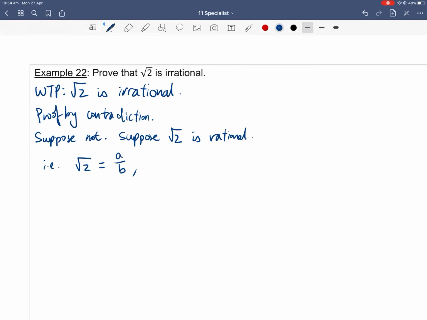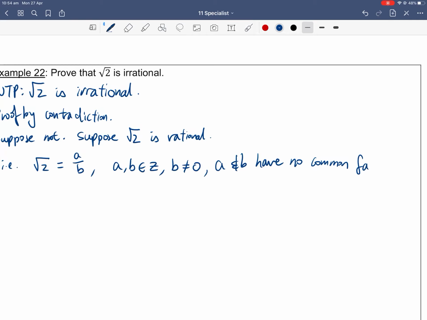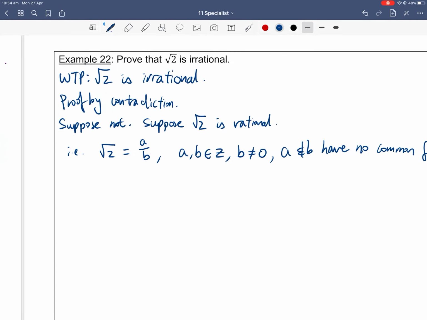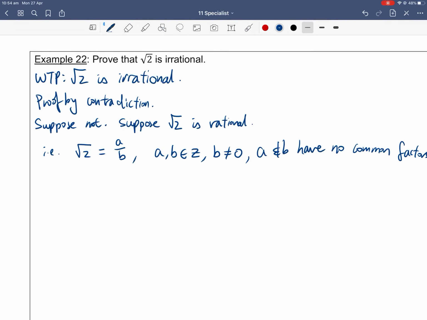Well, if root 2 is rational, then we can write root 2 as a fraction, say a on b, where a and b are integers. Your denominator b cannot be 0 because you cannot divide by 0. And a and b have no common factors, because if a and b do have common factors, then you can keep simplifying by dividing by that common factor. So the definition of a rational number is that you can write it as a fraction, but the top and bottom have no common factors. It's like a fully simplified fraction.